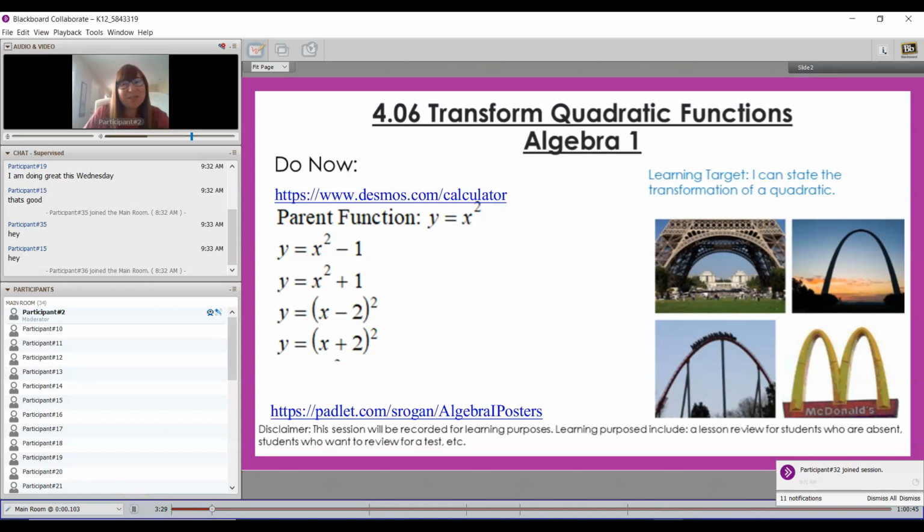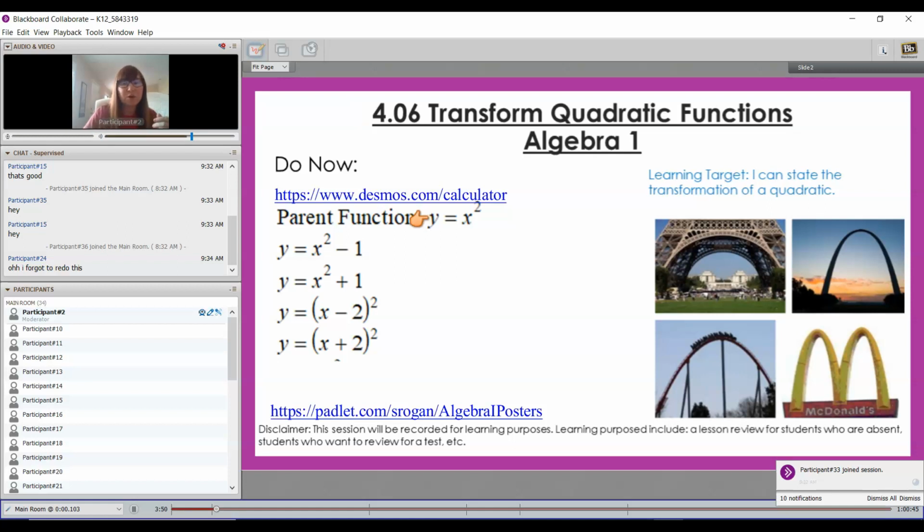All right, so 4.06 is on transforming quadratic functions. We have transformed other functions in the past, but those were linear. But these are the same transformations, all right? We're going to think about, remember how we could look at a parent function, we called it?